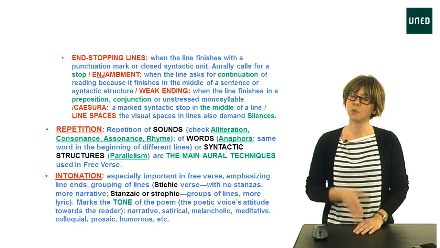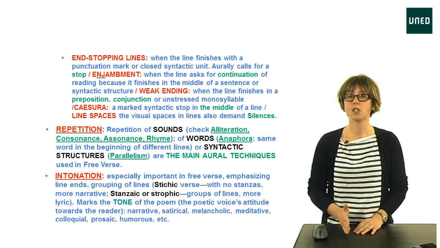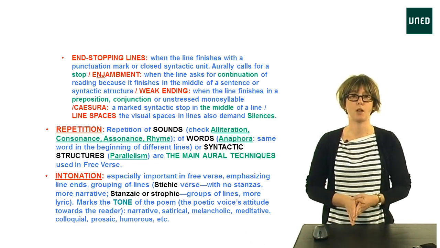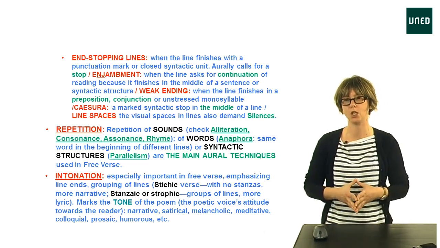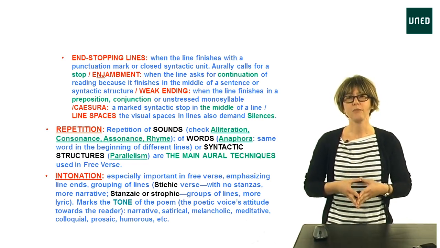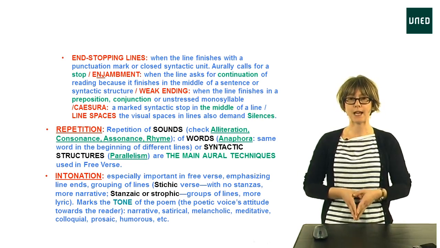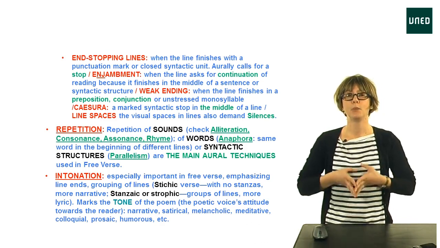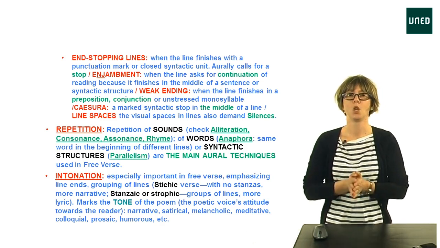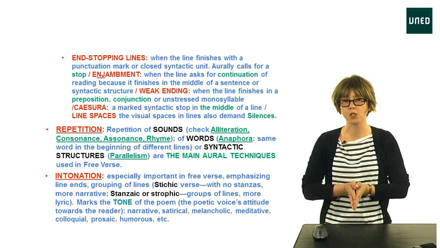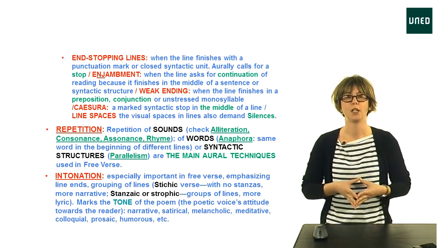Now, it's important to pay attention to the way lines end in free verse. End-stopped lines are lines that finish with a punctuation mark or closed syntactic unit. Orally, this calls for a stop. Enjambment is when the line asks for a continuation of reading because it finishes in the middle of a sentence or a syntactic structure. Weak endings are when the line finishes in a preposition, conjunction, or unstressed monosyllable.